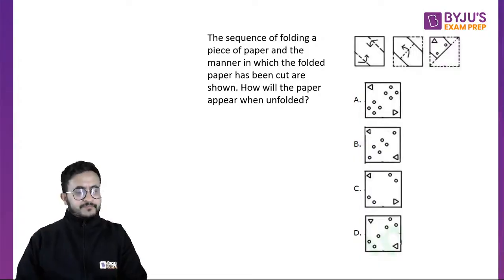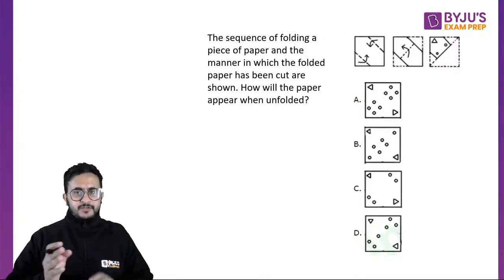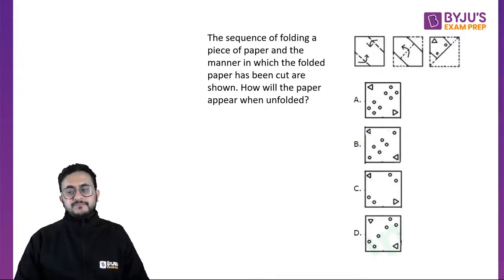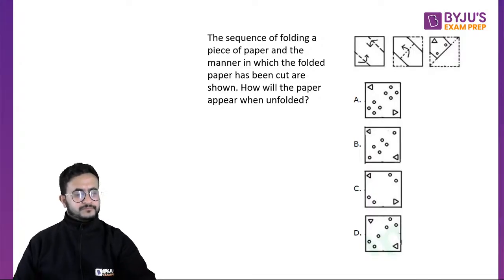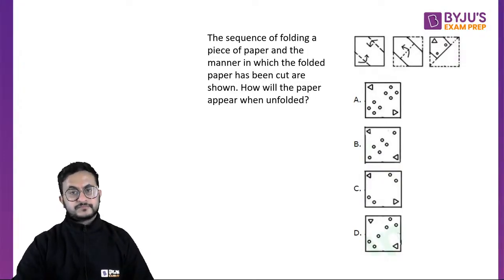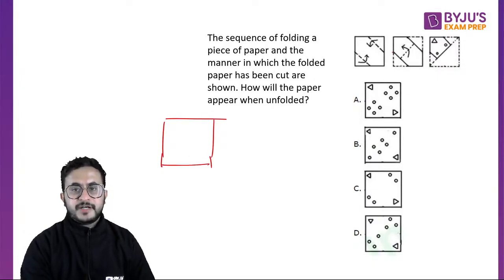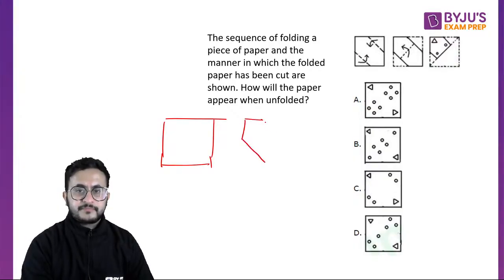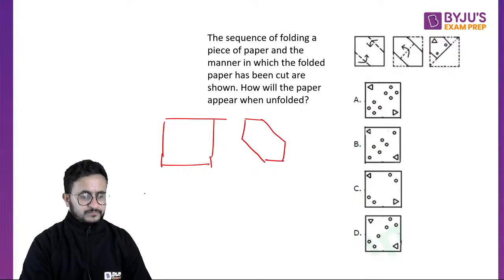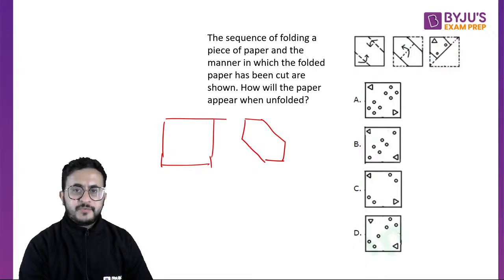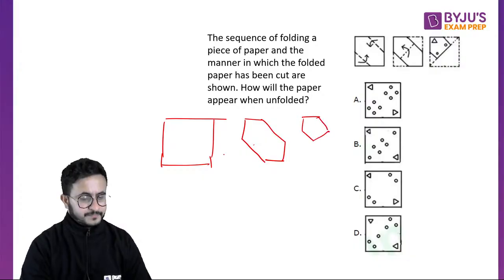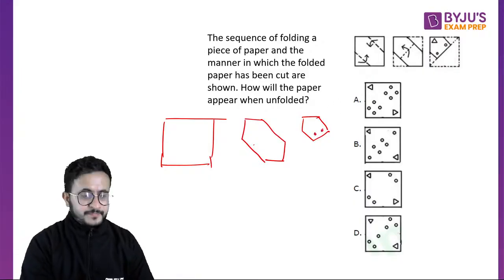So now another sequence is given. Not that straightforward a sequence. It is two parts folded inside and then it is wrapped inside, and then we have to find the unfolded format. So initially it was a square. Then this part folded here, this part folded here. So it became a shape like this. Then it is folded this side, like from half. So it is like a pentagon shape like this. Now what they have done is they have cut two dots here and a triangle here.